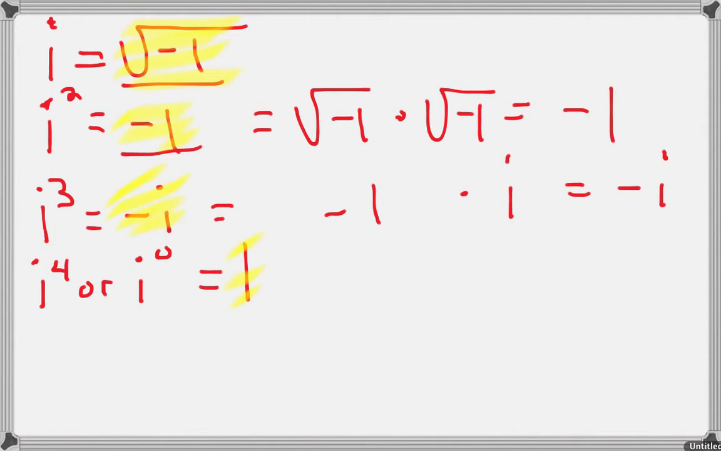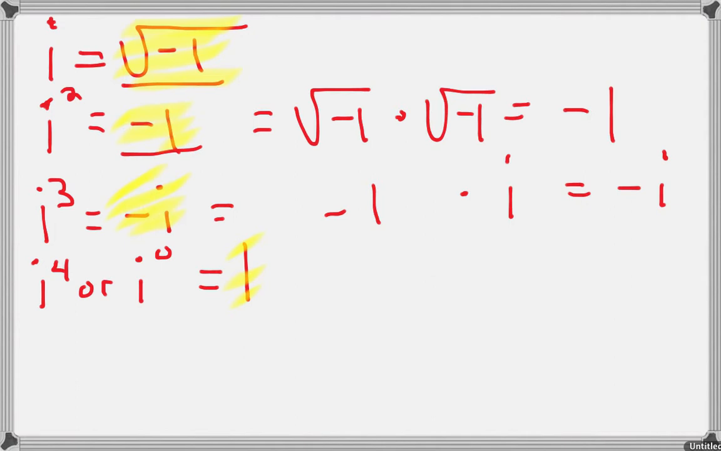Why is that? Why is i to the fourth or i to the 0 equal to 1? Well, guys, i to the 0 power goes back to anything to the 0 power. If that was 3 to the 0 power, or x to the 0 power, that's all going to equal 1. So anything to the 0 power equals 1 anyway.